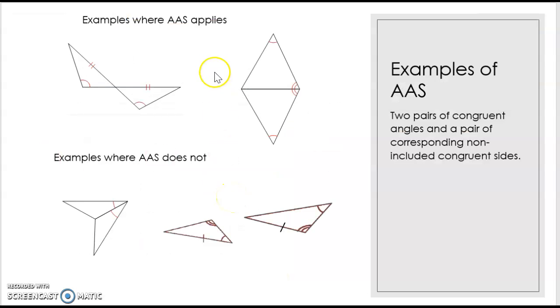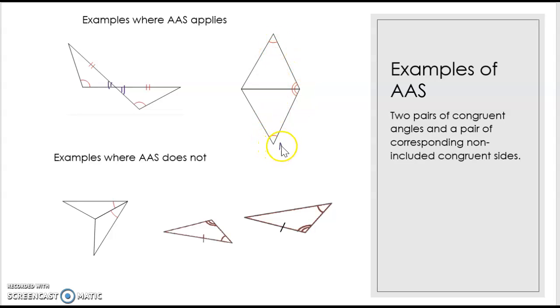We have a few examples where AAS would apply. I'm looking at this first one. Well, I only see one angle. But remember, anytime we see a vertical angle like this, we can indicate that it's congruent. So those vertical angles would give us an AAS. Over here we have an angle here, and an angle here. These two angles match up.